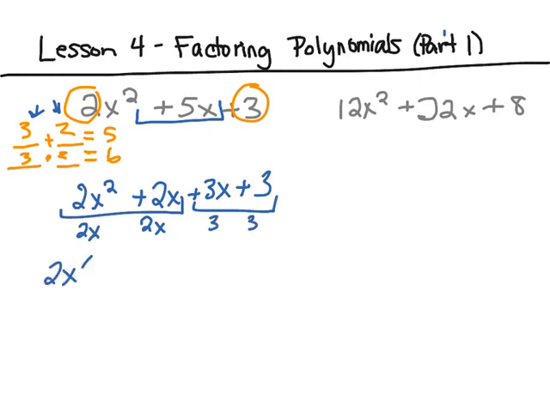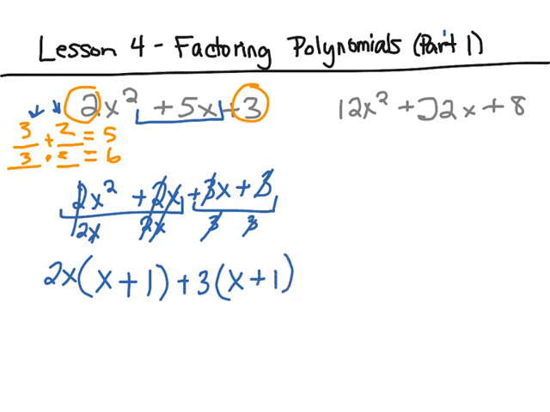So we have 2x, in brackets we're left with x plus 1, because 2x squared divided by 2x is x, and 2x divided by 2x is 1, plus 3. 3 divided by 3 is 1, so we're left with x plus 1. Now notice how we have the brackets the same. If you get to this point and your brackets are the same, you did it right.